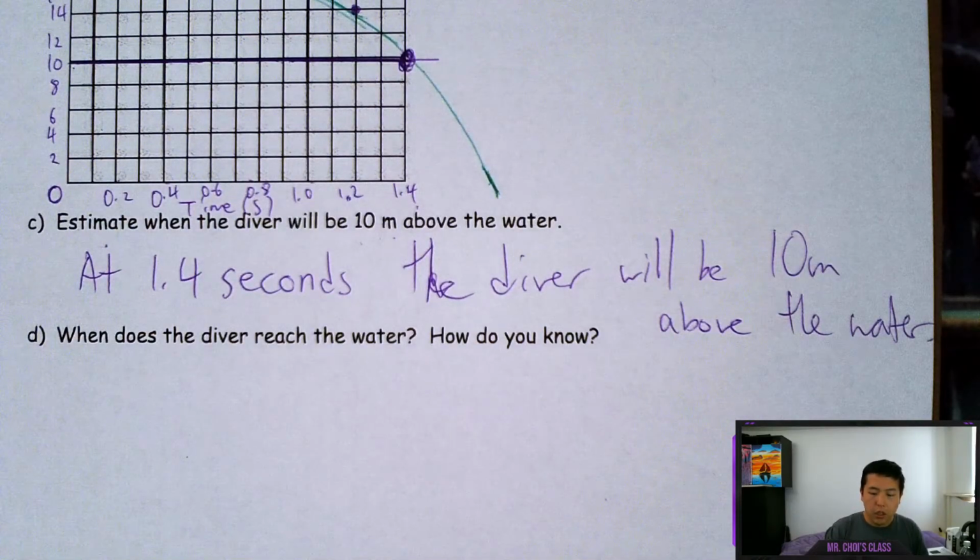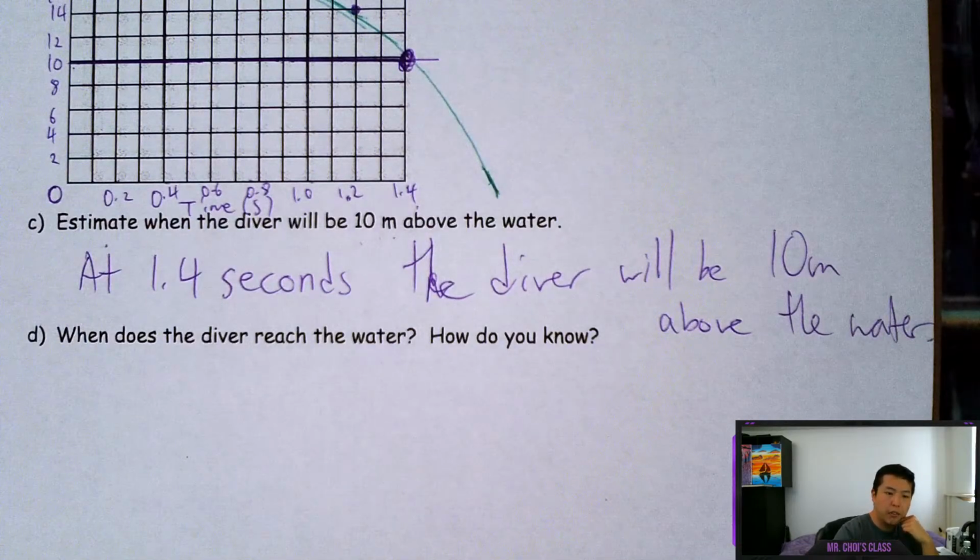Okay? So, now the next question is, when does the diver reach the water? Well, my question to you is, at what height is it reaching the water? What value of height? At what height does it mean that the diver reached the water? Because we need to know the height value before we figure out what time. So what would be the height value?